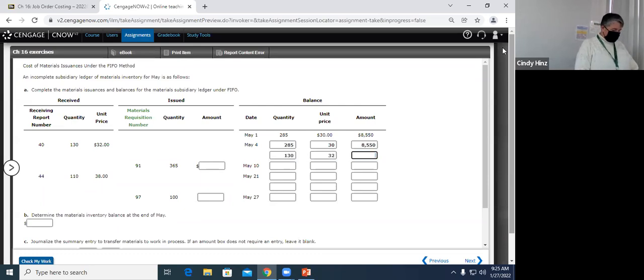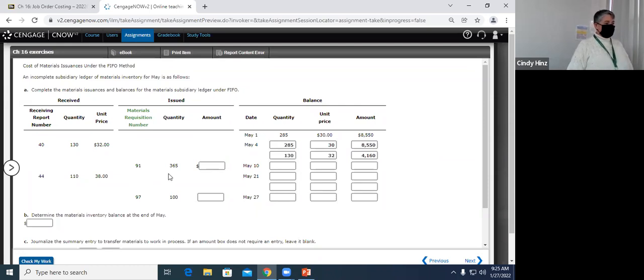And we need to put the extension in for that. So I'm going to need my calculator. The extension is the multiplication, 130 units at $32, total $4,160 added to our inventory. So now what do we have? We have 415 units of whatever this material is.